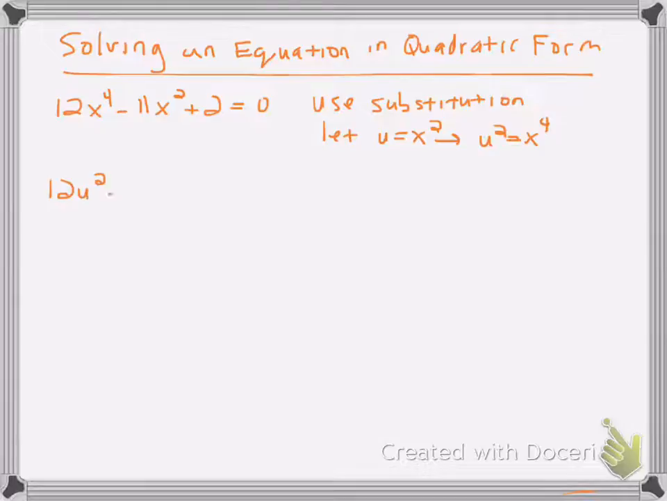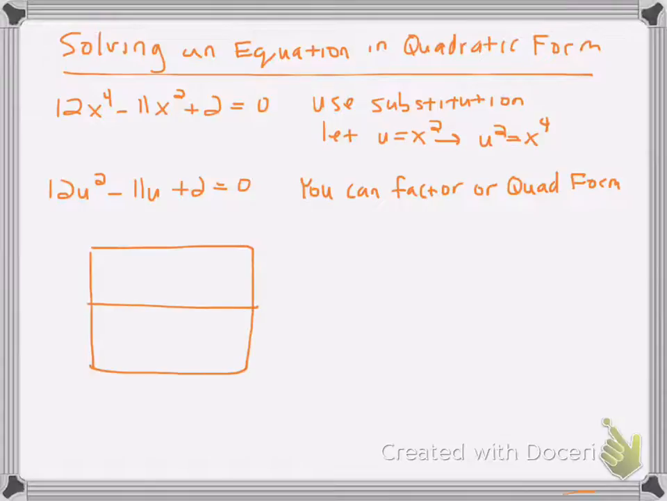So we're going to rewrite this now as 12u squared minus 11u plus 2 is equal to 0. Now from there, we've got a quadratic. You guys have multiple ways to solve a quadratic, right? You can factor, you can use the quadratic formula, you can try to complete the square. It's up to you guys as to what you want to do.